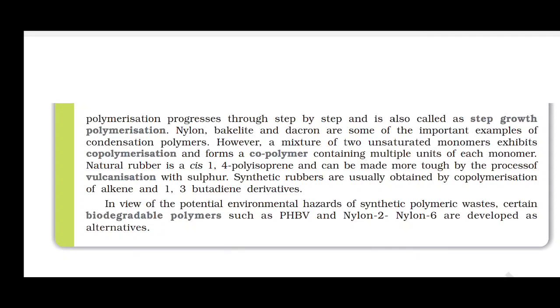However, a mixture of two unsaturated monomers exhibits copolymerization and forms a copolymer containing multiple units of each monomer. Natural rubber is a cis-1,4-polyisoprene and can be made tougher by the process of vulcanization with sulfur. Synthetic rubbers are usually obtained by copolymerization of alkenes and 1,3-butadiene derivatives. In view of potential environmental hazards of synthetic polymeric waste, certain biodegradable polymers such as PHBV and nylon 2, nylon 6 are developed as alternatives.